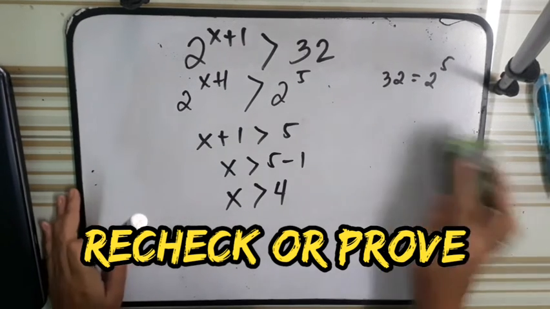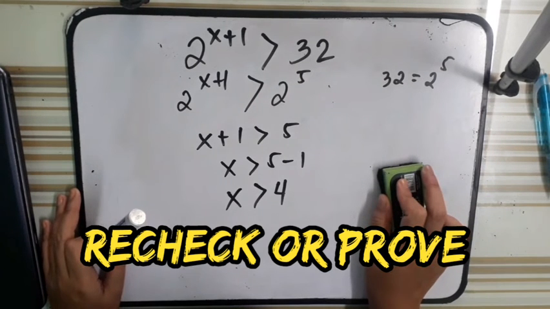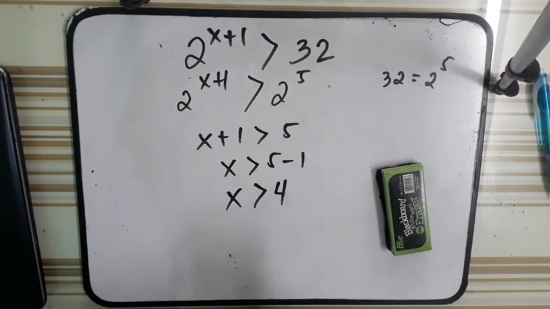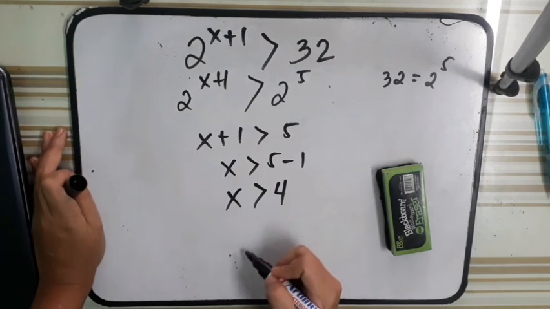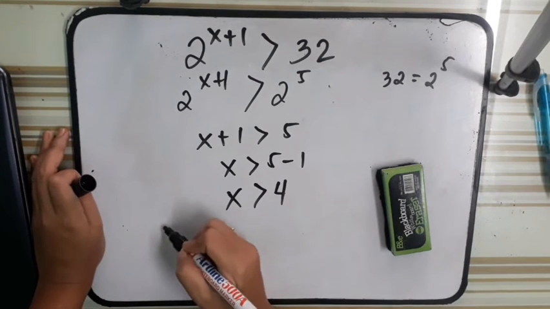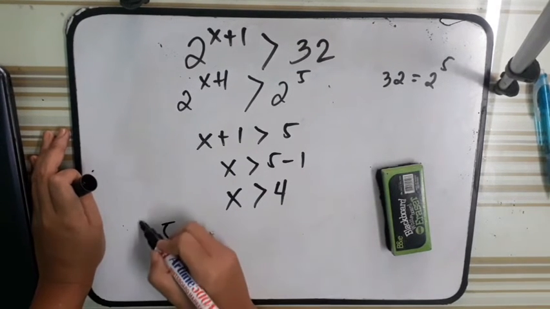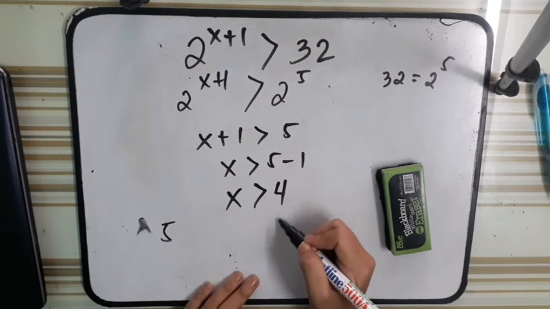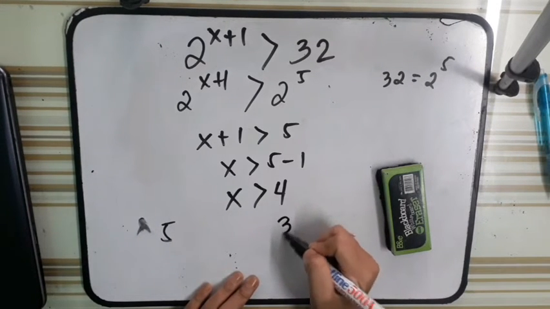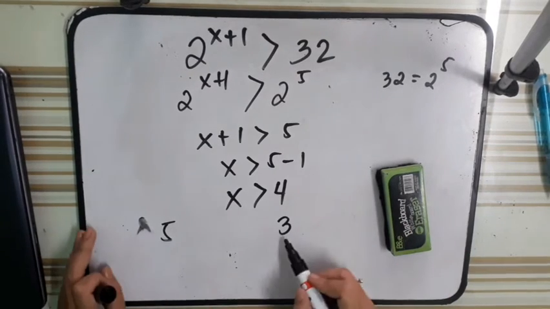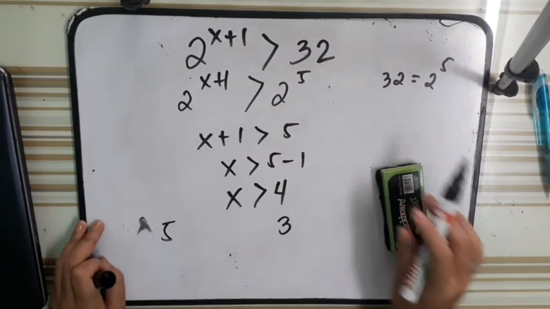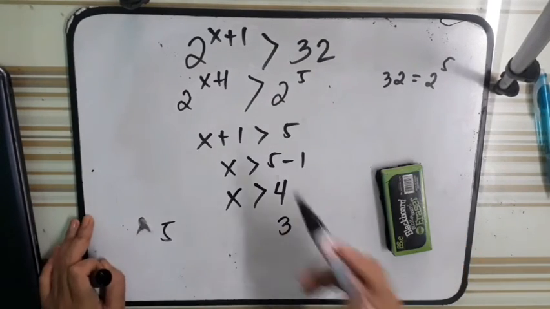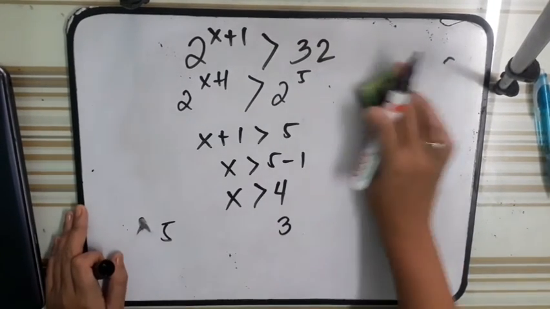So, let's prove this. What are the numbers greater than 4? Let's say we have 5. How about numbers that are less than 4? Let's say we have 3. Now, if we substitute these into the original inequality, we must prove the inequality. So, let's have the first one.